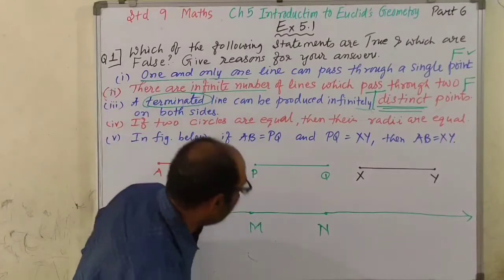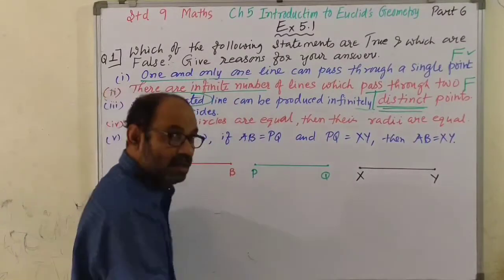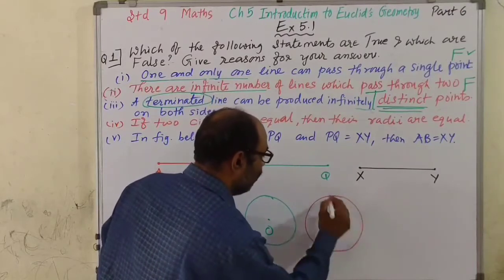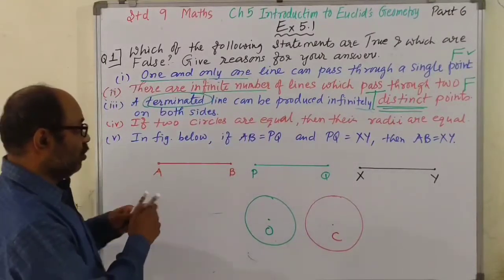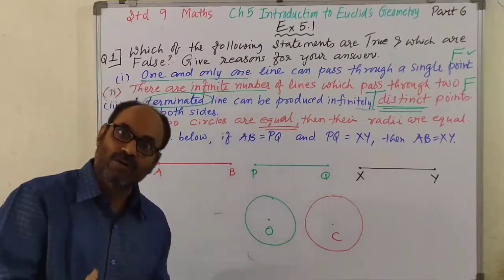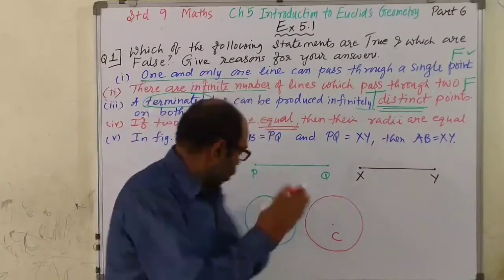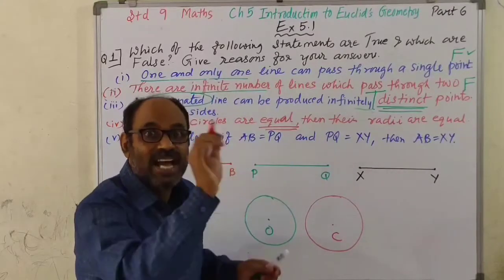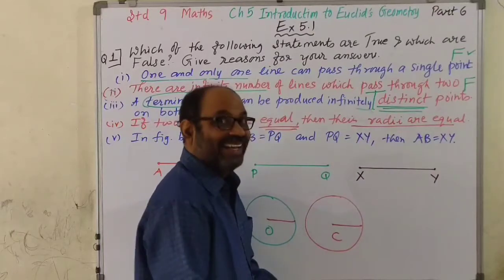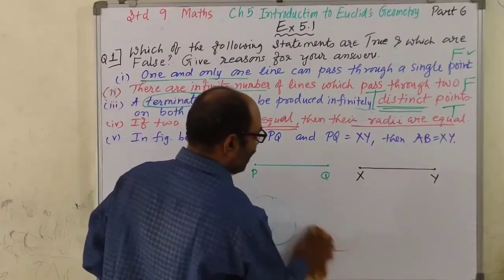If two circles are equal, then their radii are equal. Let's see. Here is one circle with center O. There is another circle with center C. Now, these two circles are equal. Equal means if you pick up this circle and overlap it on this, they will coincide. They are equal, so they are coinciding. And if they are coinciding, blue circle, red circle, or you can say green circle, red circle, their radii will be equal. This is the radius, this radius. So their radii will be equal. This statement is true. Again, one of Euclid's postulates. Okay. Let's move on to the next number.